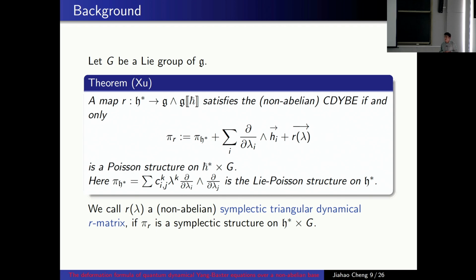I think this is canonical, the Lie-Poisson structure on H star. Here C_ij are the structure constants of the Lie algebra H. So once you have chosen a basis.